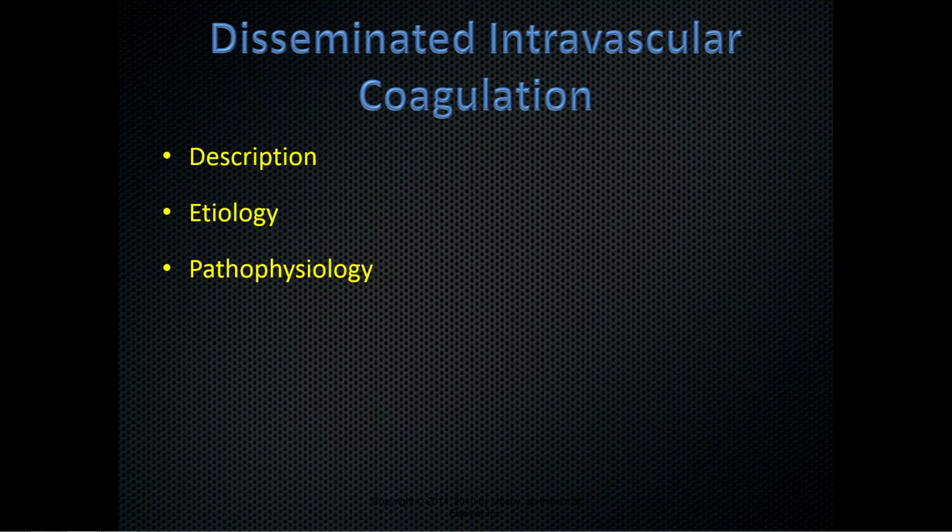Eventually, end organ function will be affected, and ultimately the organs could fail. In response to the clot formation, however, the fibrinolytic system is activated as plasmin breaks down the fibrin clots. There are fibrin split products that are released, and they act as anticoagulants.